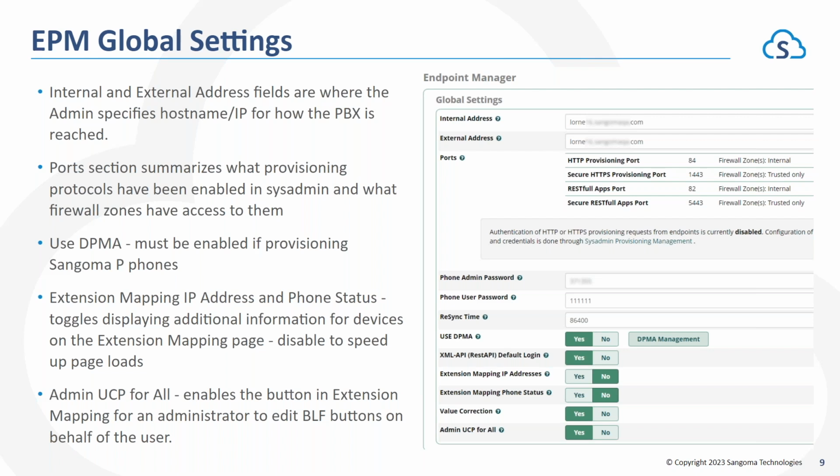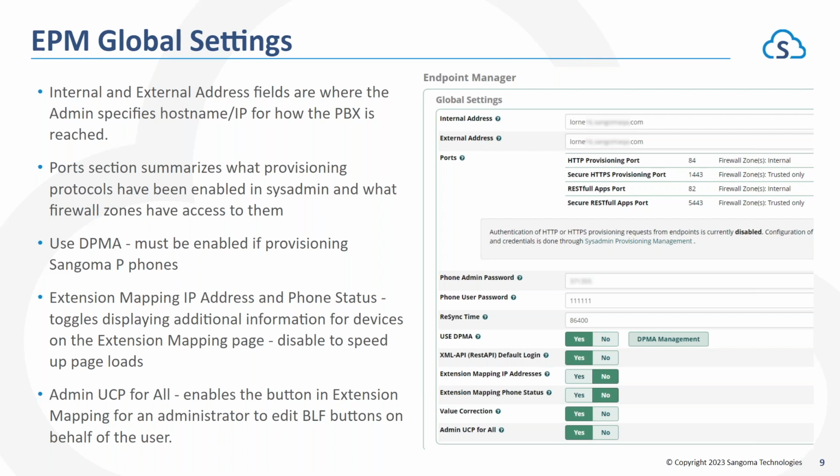The EPM Global Settings is where you set some system defaults for various attributes that are used for all system templates. So of the various different fields that are available here, the most important ones are the internal and external address. Endpoint Manager allows administrators to specify separate internal and external addresses. These can be host names, IP addresses, FQDN, that sort of thing.